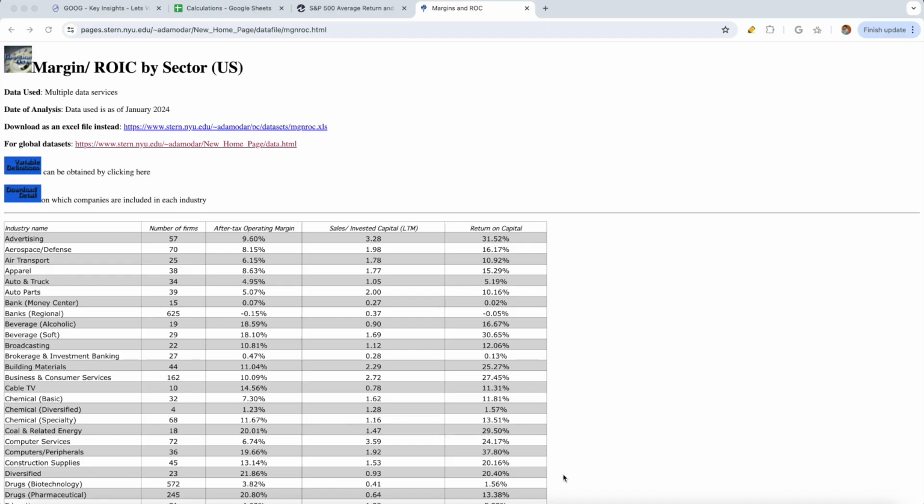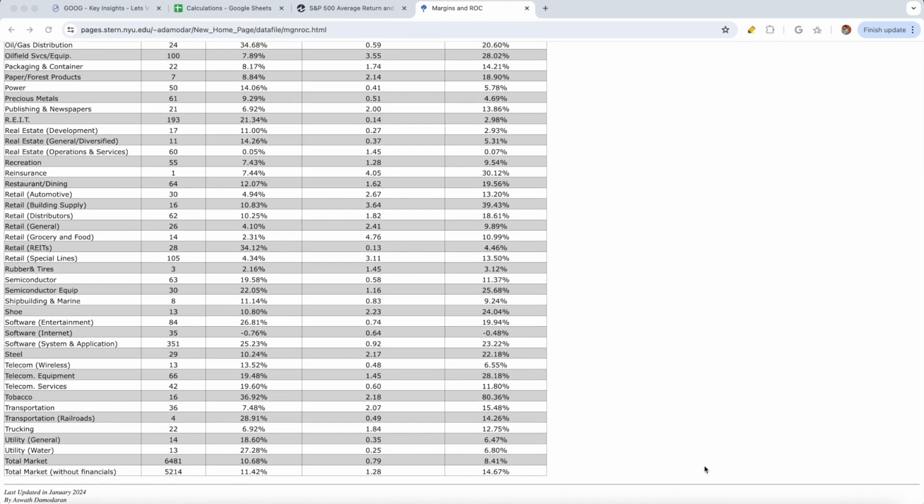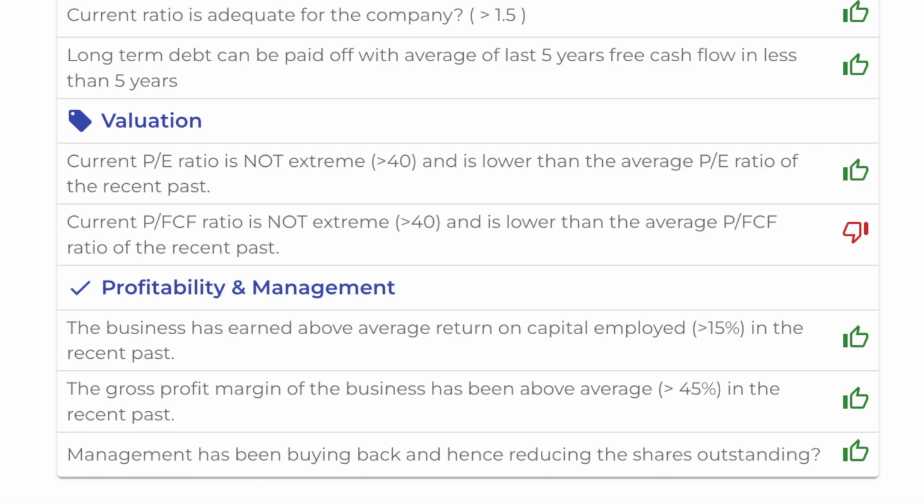When I checked online, the data released by none other than the Dean of Valuations, Professor Damodaran, as of January 2024 also shows it to be around 15%. But for now, as you can see, Google passes this check as the return on capital employed in the last 10 years has been in excess of 15%.